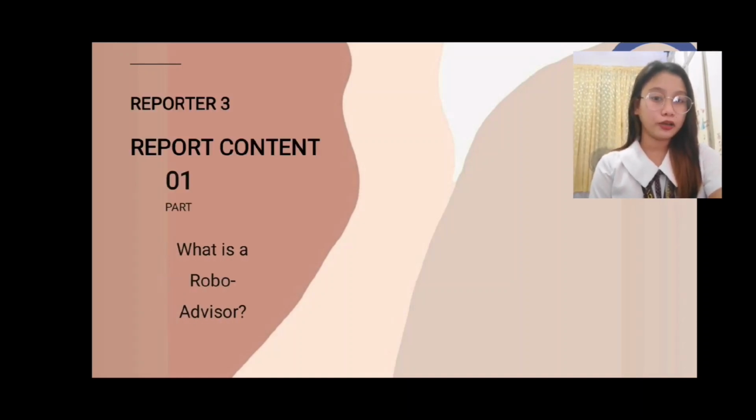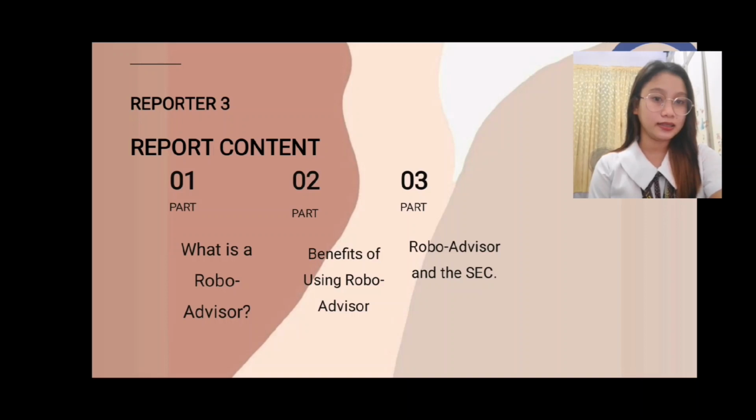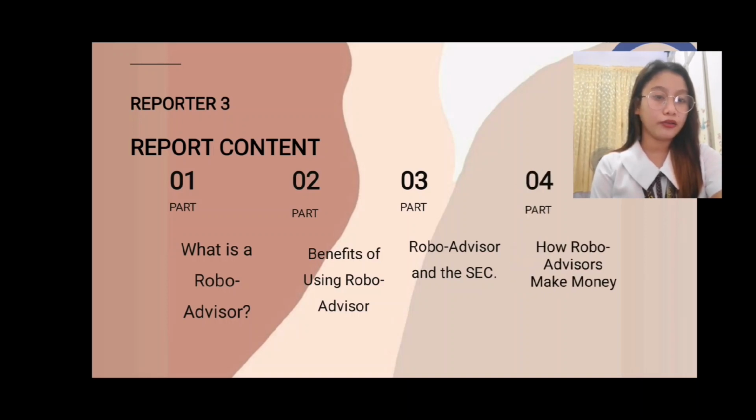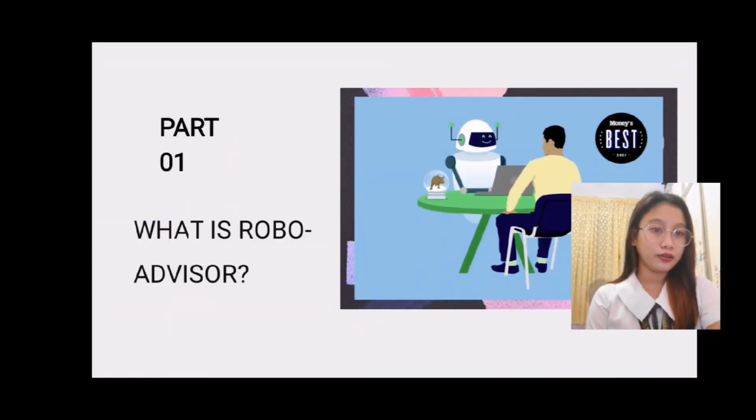Part 1. What is a robo-advisor? Part 2. Benefits of using a robo-advisor. Part 3. Robo-advisors and the SEC. Part 4. How robo-advisors make money. Let's proceed to Part 1. What is a robo-advisor?